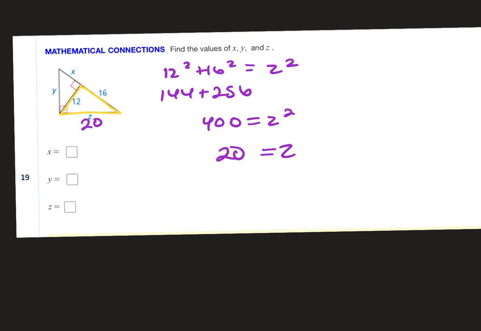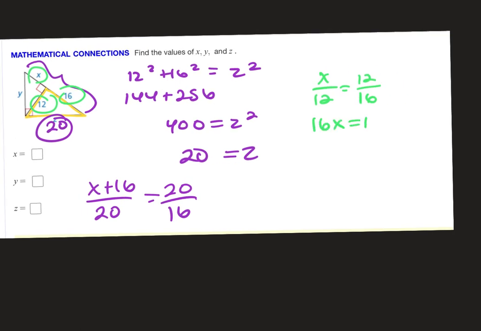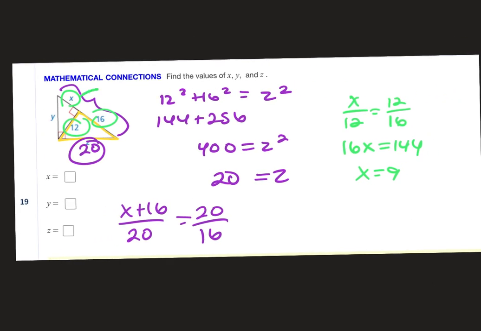Now you've got choices, because you can use hypotenuse over leg equals leg over the segment of the hypotenuse adjacent to the leg. Or you could do x plus 16 over 20 equals 20 over 16. I could do it that way, right? Or you could do segment 1 over altitude equals altitude over segment 2, using these 3. I think that's easier. x over 12 equals 12 over 16. So 16x equals 144, and 144 divided by 16 is 9. Now I got that one.